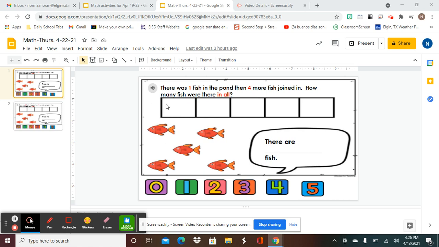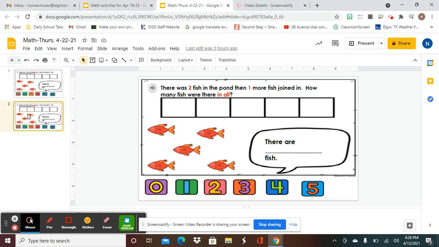Okay? Let me read the first one. There was 1 fish in the pond. Then 4 more fish joined in. How many fish were there in all? Okay, so you're supposed to put 1 fish first, then 4 more, and then you count them all together and you write the answer there.